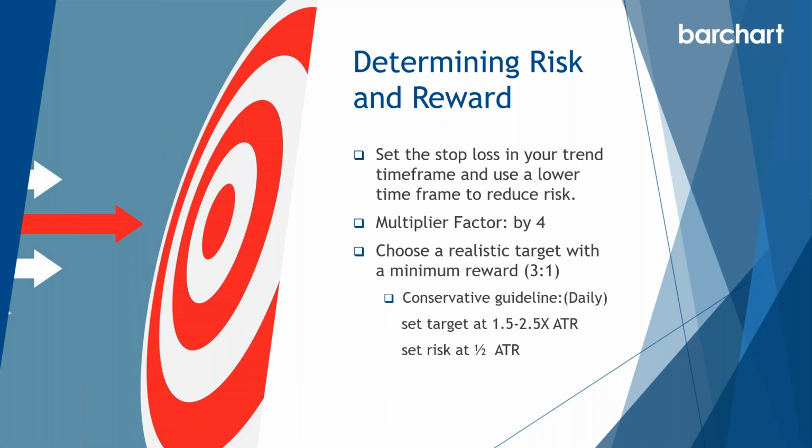Now, here's the conservative guideline. If I'm in a daily time frame, my trend time frame, I'm going to set my targets at 1.5 to 2.5 times my ATR, and I'm going to try to set my risk at only half of my ATR. So when we go back to that Microsoft example, were we using half of our ATR for risk? Yeah, somewhat less. Our target, we set a target of, let's say, $20. Well, maybe 2.5 times that would be a more realistic target. Now, it doesn't mean I have to take the trade when we get there. It just means I'm using this as a risk assessment process.